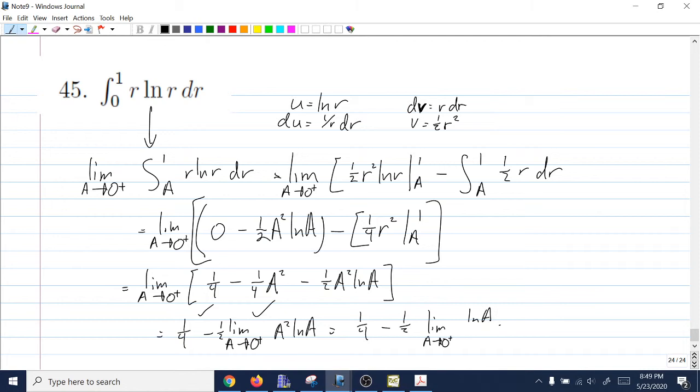The traditional way to do this limit is write it as log a over 1 over a squared and do L'Hopital's rule. I'm one of those teachers who thinks you should really do L'Hopital's rule. When you do L'Hopital's rule, you should say you're doing it and what version of it. When you try to plug in 0, you get infinity on top and infinity on bottom. So this is the infinity over infinity version of L'Hopital's rule.